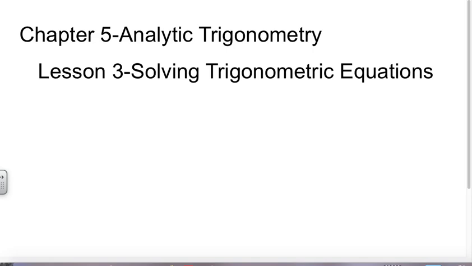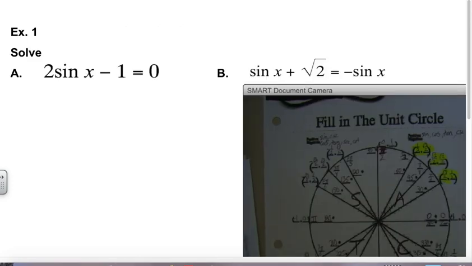So we're going to move on now to solving trig equations, and let's just jump right into it. So we're solving an equation that has a sine, cosine, or tangent in it. It could be secant, cosecant, and essentially you solve these like you would solve any equation. We're going to isolate first. You want to isolate the trig function.